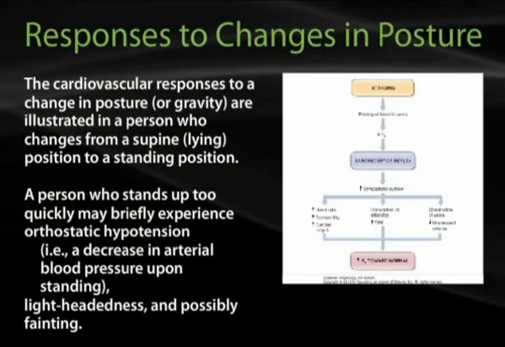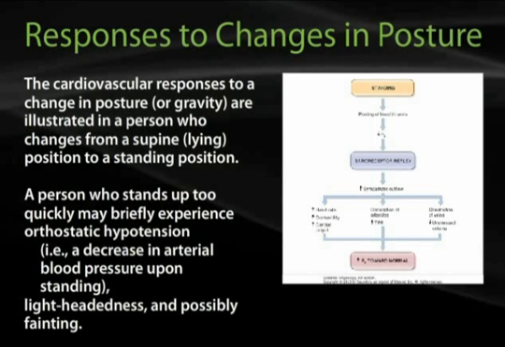Next, we'll discuss responses to changes in posture. This is very important, especially in elderly patients and patients that are taking adrenergic blocking medications. The cardiovascular responses to a change in posture or gravity are illustrated in a person who changes from a lying down position, or a supine position, to a standing position.